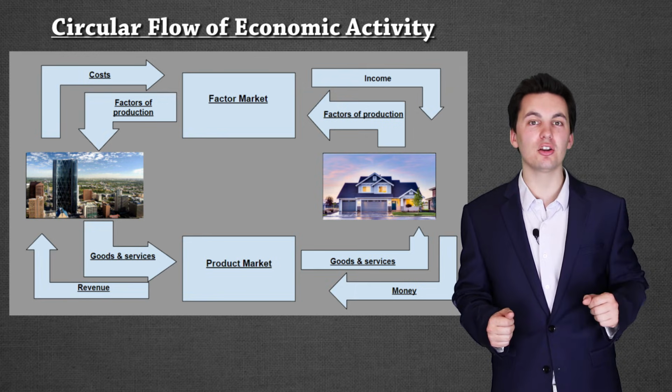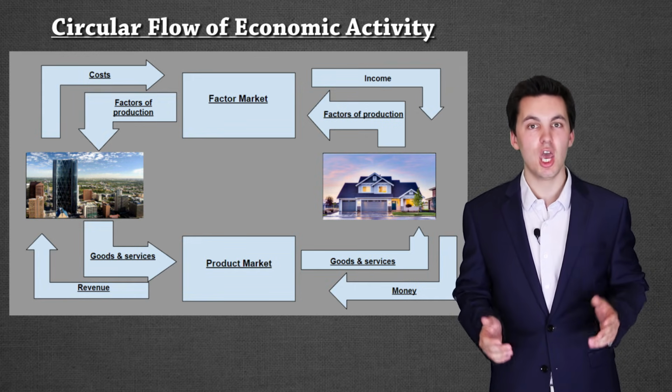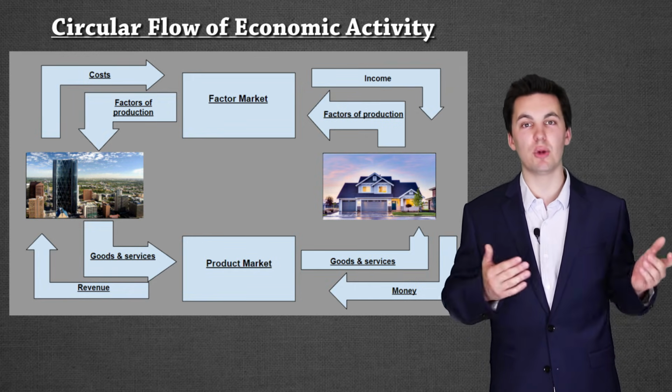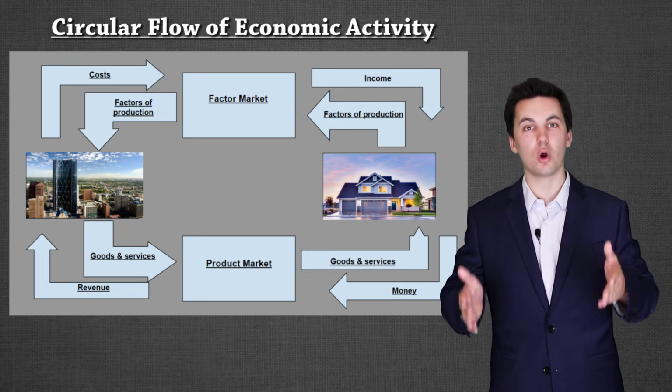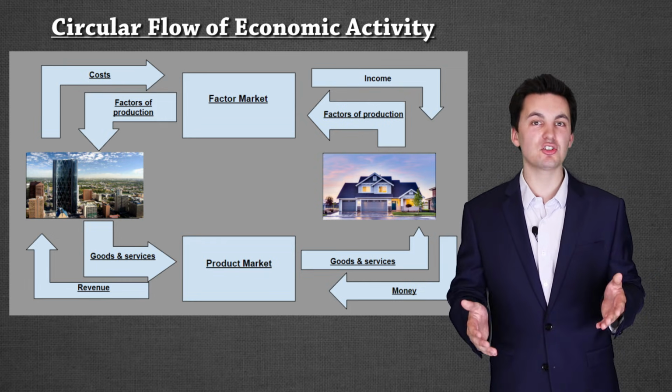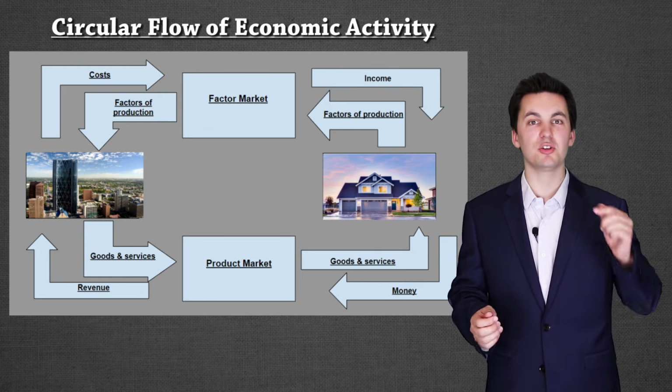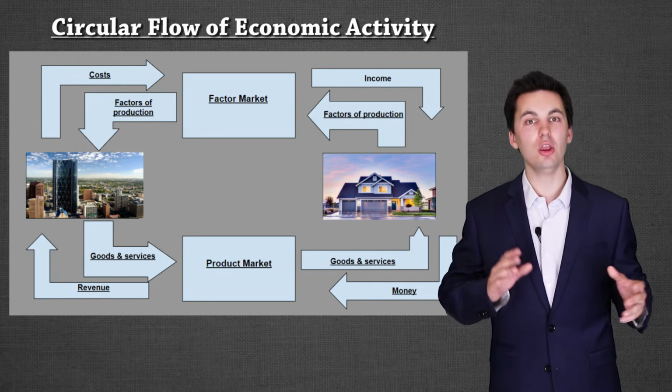If you take one part of this model out, the whole thing collapses. People need to buy goods to be able to give money to businesses so they can support workers in the factor market. And the factor market needs to exist so people can make money to buy things in the product market. All of it is connected.